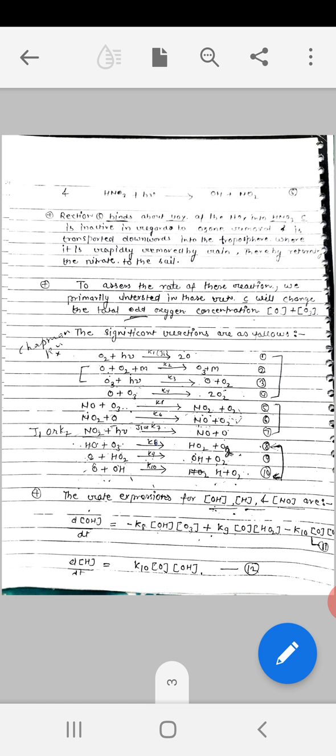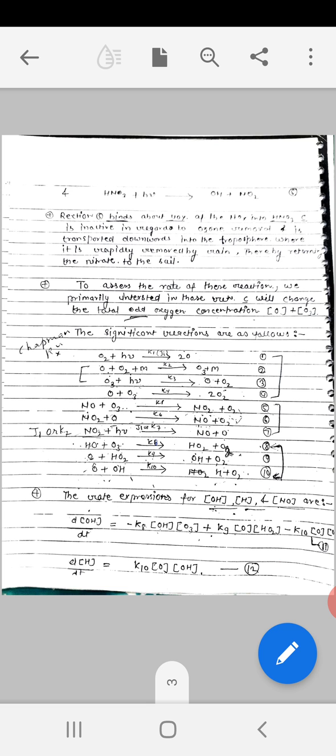Oxygen atom combines with an oxygen molecule and a third molecule M with rate constant K2 to form O3 and M. O3 then again absorbs one quantum of radiation with rate constant K3 and is converted into O2 and an oxygen atom. Oxygen atom and ozone then combine with rate constant K4 to form 2O2. These first, second, third and fourth reactions are of the same type.